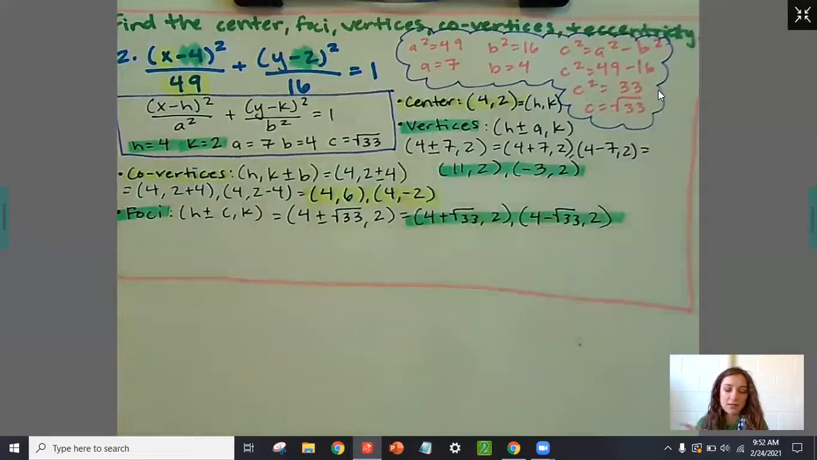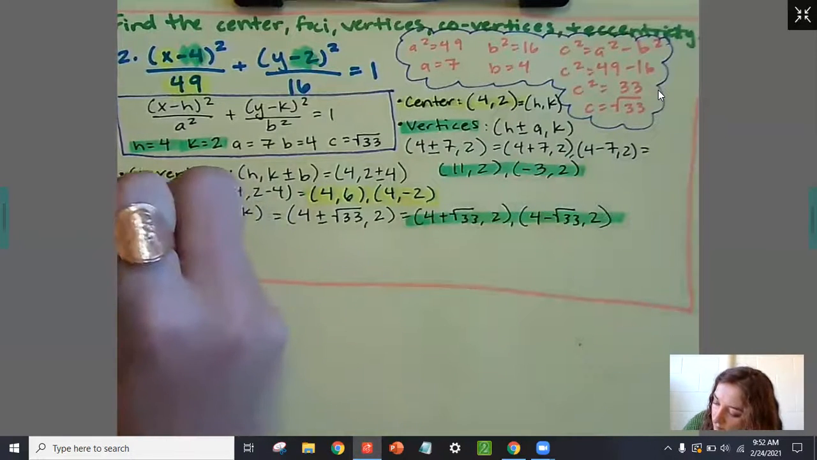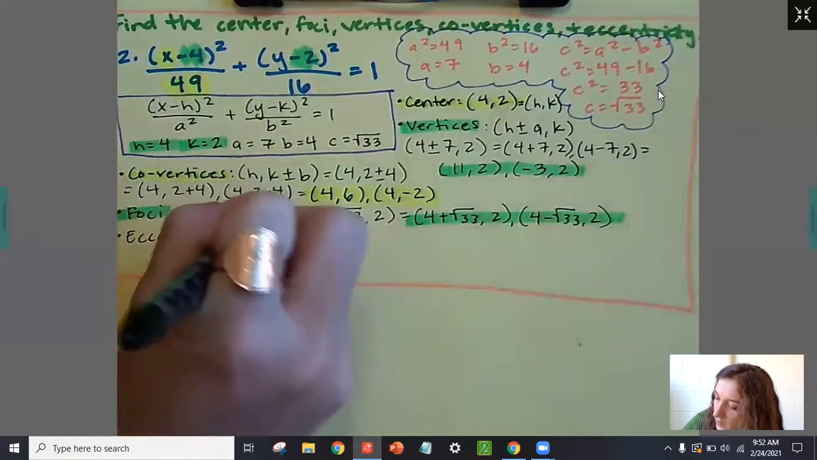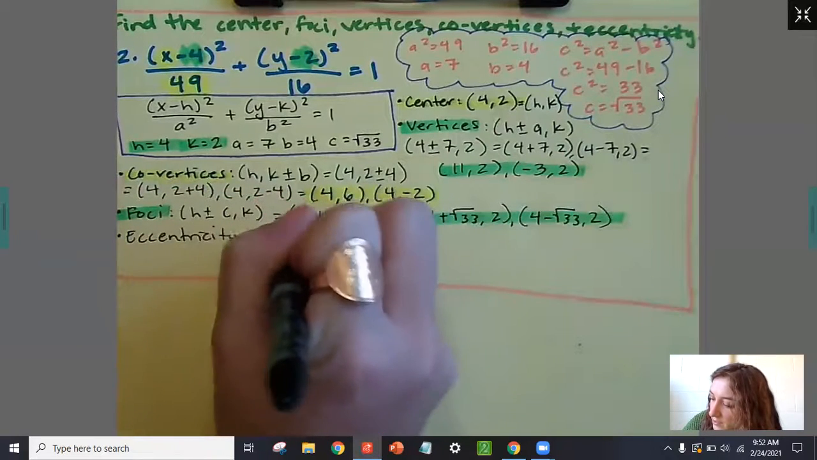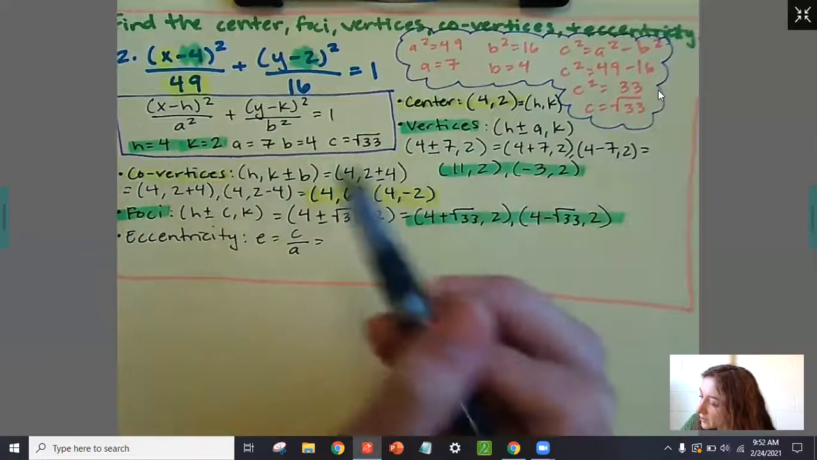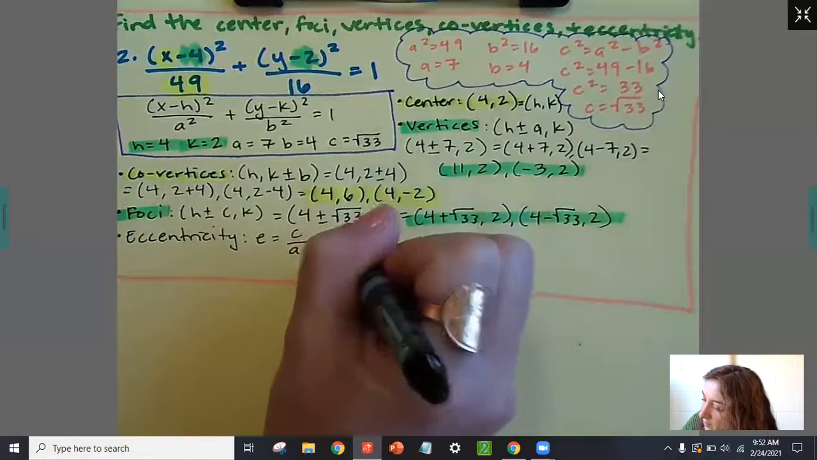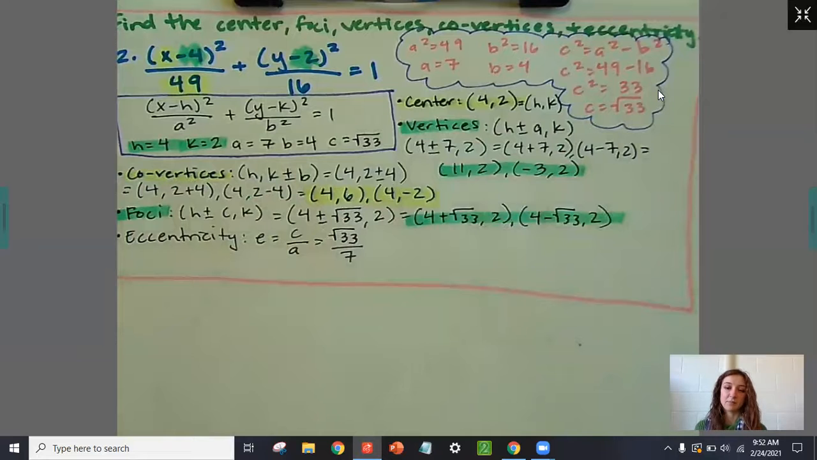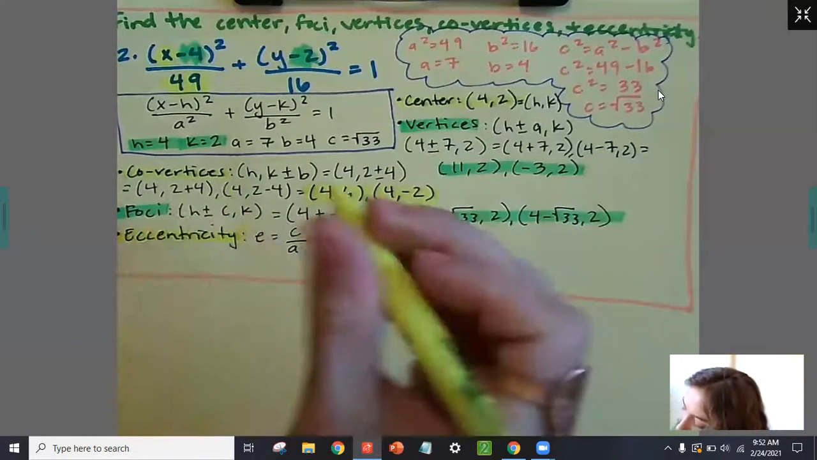Okay, and the very last one is our eccentricity. And this is equal to c over a. So our c value is the square root of 33. Our a value is 7. And again, since I can't simplify this and because I want to be exact with my answer, this is my answer for the eccentricity.